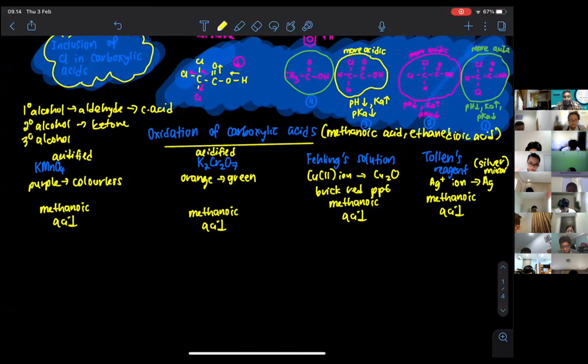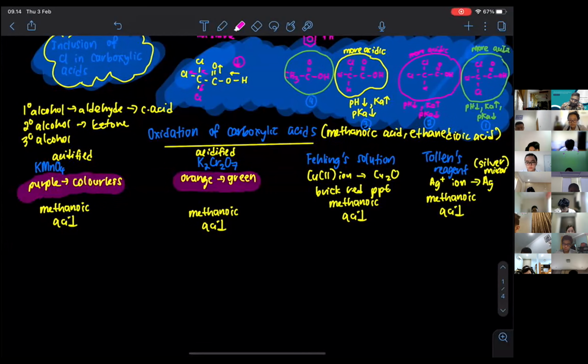Just to make it easier to see, I will put it here. This one is purple to colorless. If you have orange to green, that is positive; then you are looking at brick red precipitate, and then here is the silver mirror. Now all these four are going to be available for methanoic acid, because methanoic acid can be oxidized.